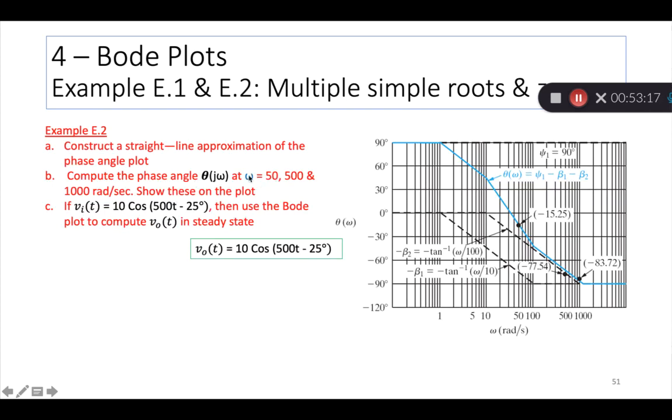He again wants us to calculate the phase angle or the net phase angle at different omegas and then show them on the plot and see if they match. Okay, and then also find the v0(t) for a different vi(t) using the Bode plot, and you can see how that has been calculated.